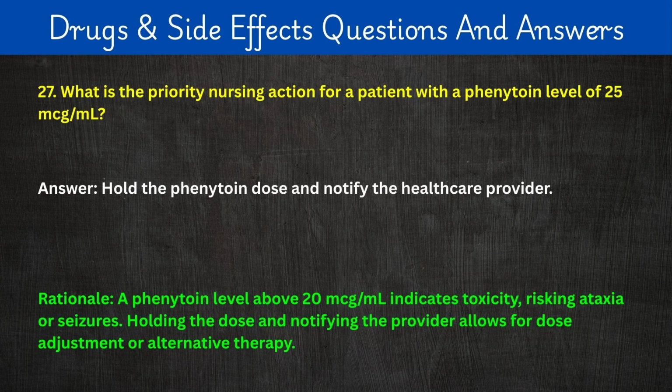27. What is the priority nursing action for a patient with a phenytoin level of 25 micrograms per milliliter? Answer: hold the phenytoin dose and notify the healthcare provider. Rationale: a phenytoin level above 20 micrograms per milliliter indicates toxicity, risking ataxia or seizures. Holding the dose and notifying the provider allows for dose adjustment or alternative therapy.